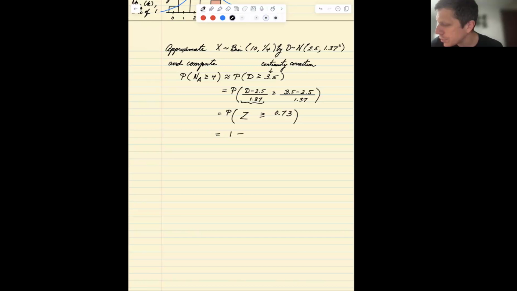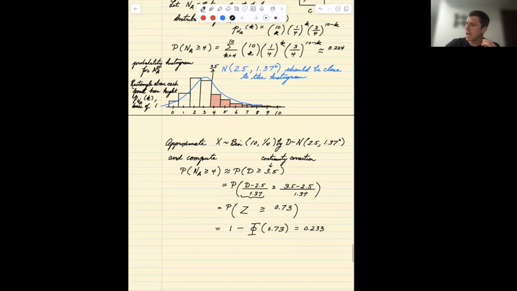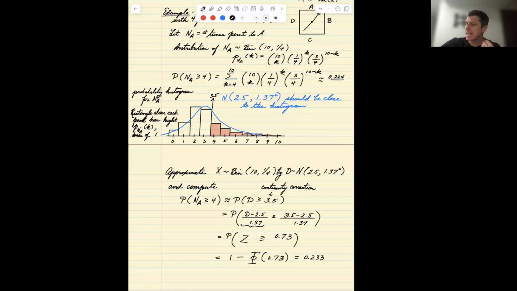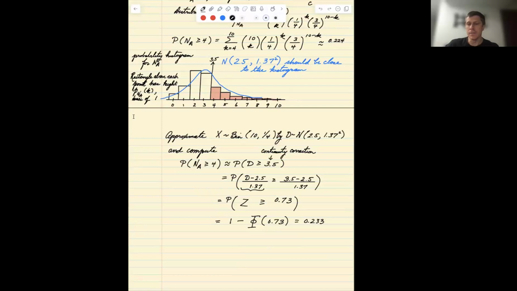And this is the probability above z. So the cumulative distribution function phi is the probabilities below a certain value. So it's 1 minus phi of 0.73, which we can look up in a table, or we can use a calculator to get 0.233. It's close. It's not exact to what we calculated up here, but we see that it does give us an approximation. And it's oftentimes easier to calculate this than it would be to just brute force sum through the masses of the binomial.